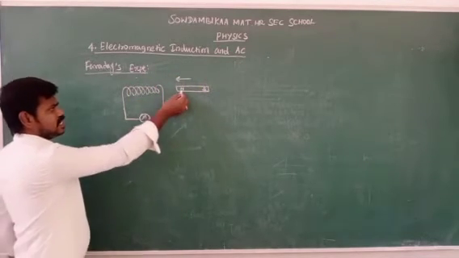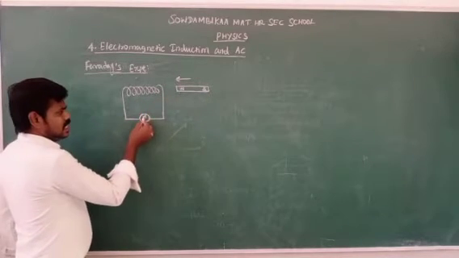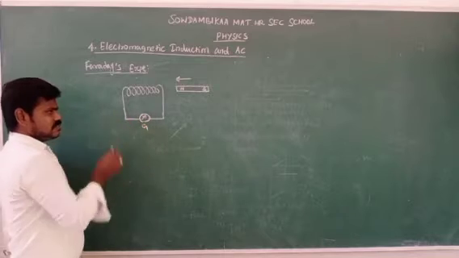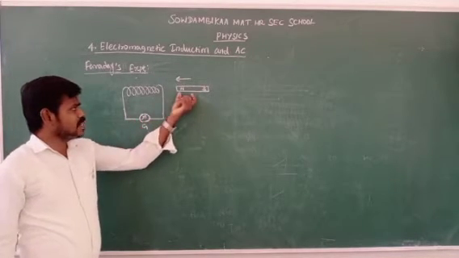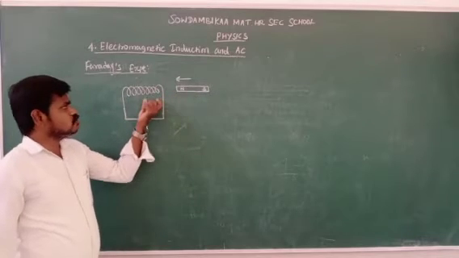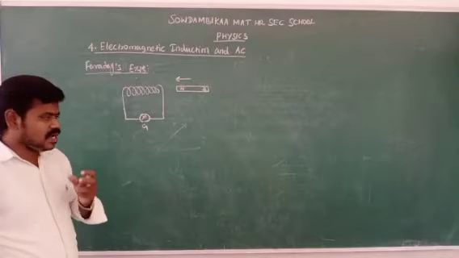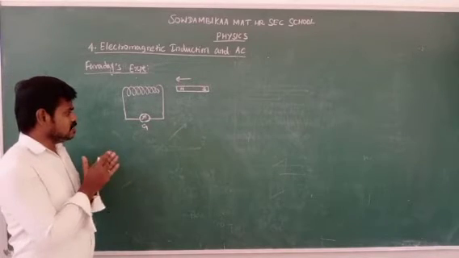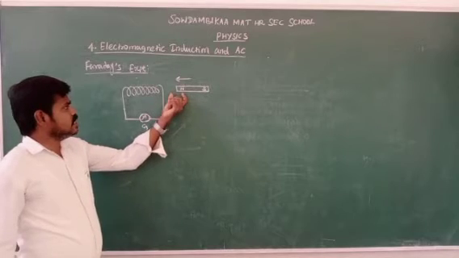When the bar magnet moves towards the coil, the galvanometer shows a momentary, sudden deflection. For example, when you move the magnet towards the coil, the galvanometer shows deflection. So what is the observation? The galvanometer shows some deflection when the magnet moves towards the coil.